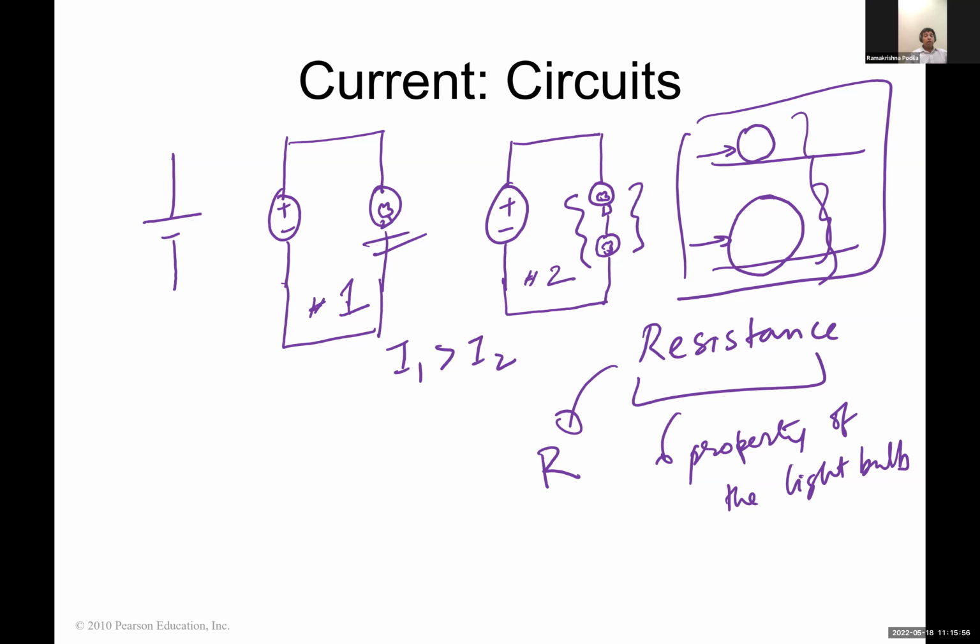So now let's talk about how to measure current. So current is flow of charge. That is, we are basically seeing how much charge goes per second. So current is measured in coulomb per second.